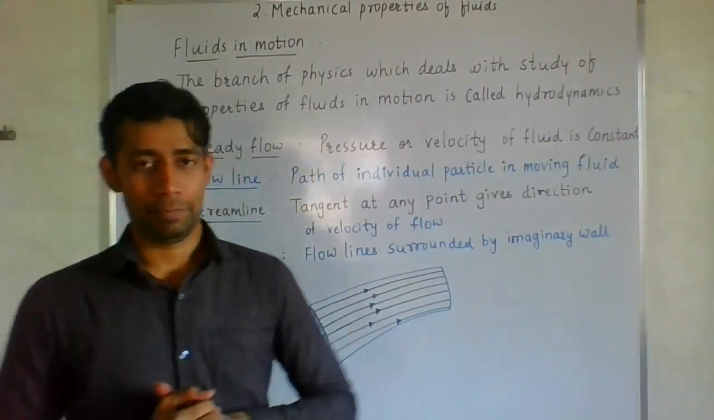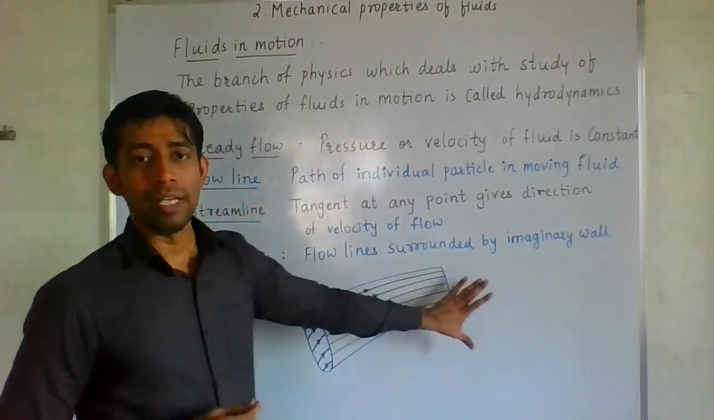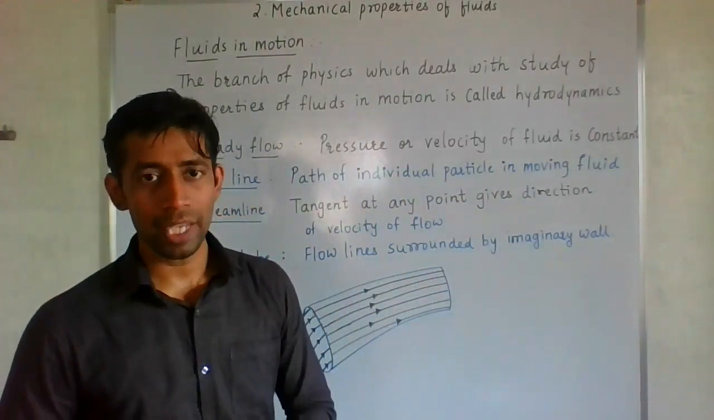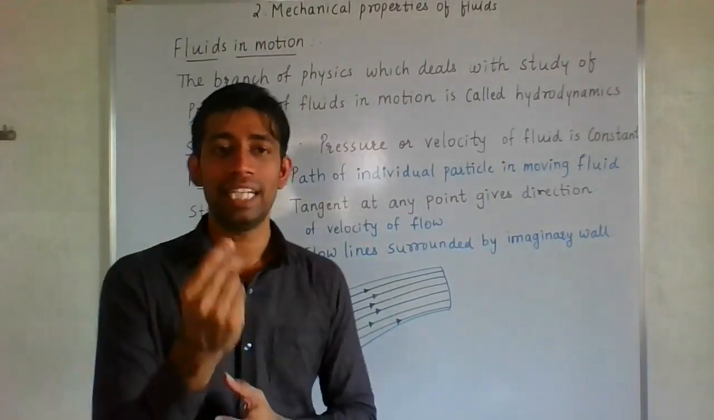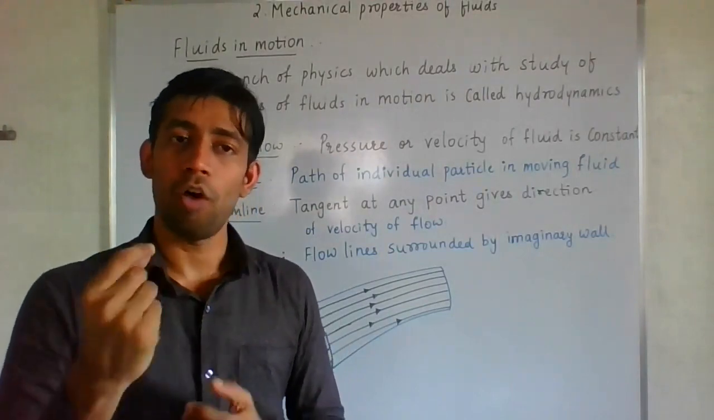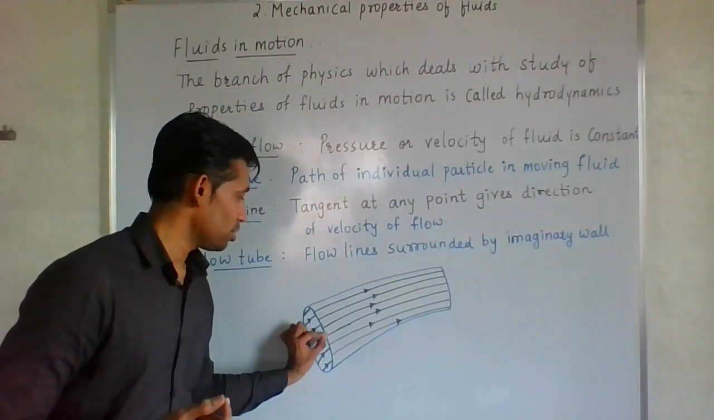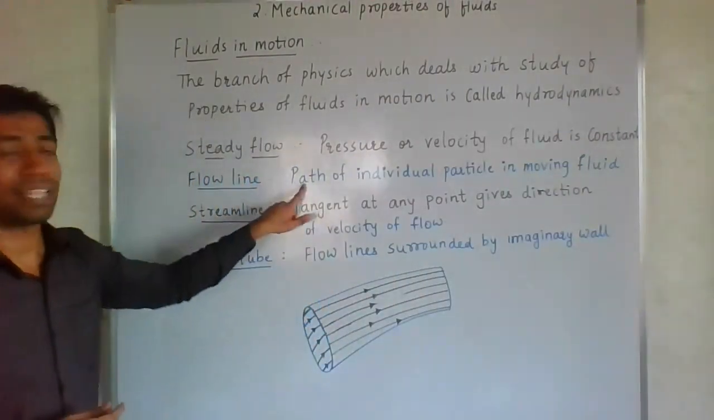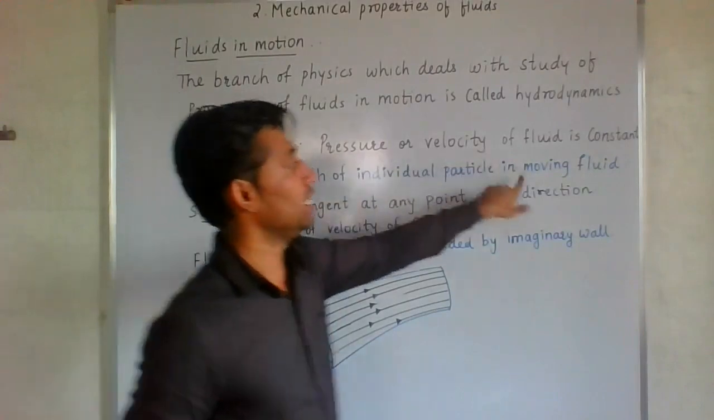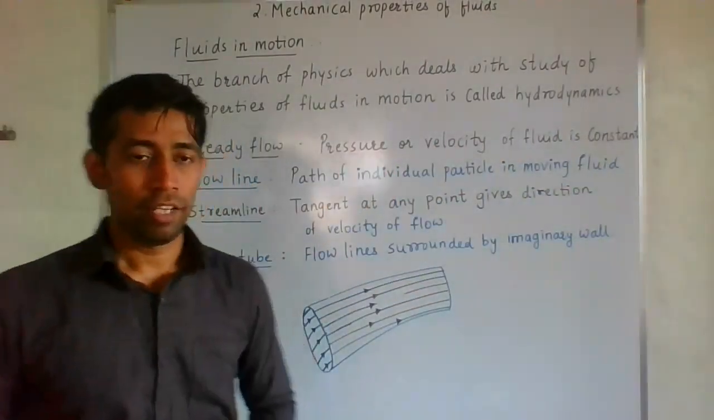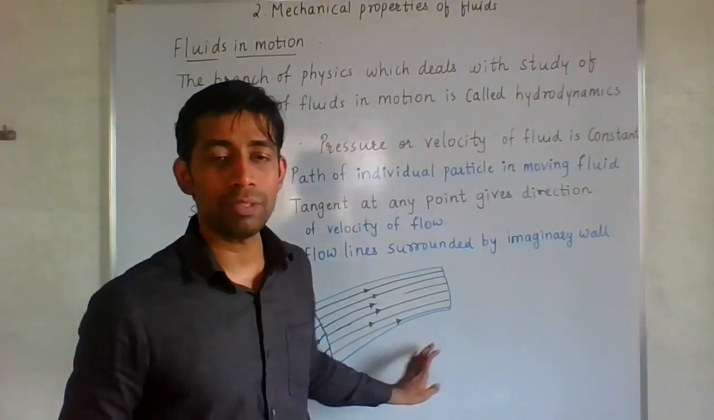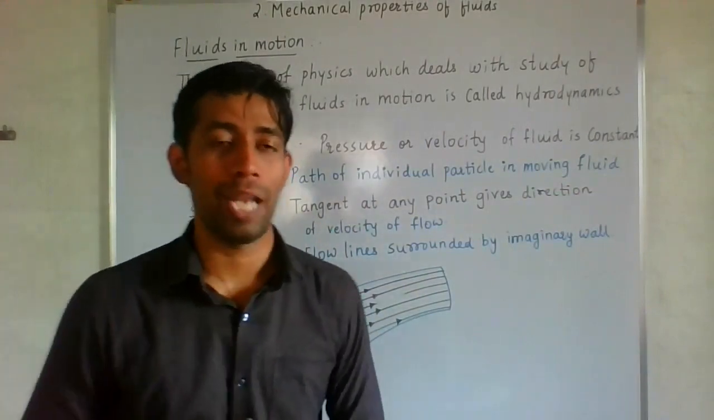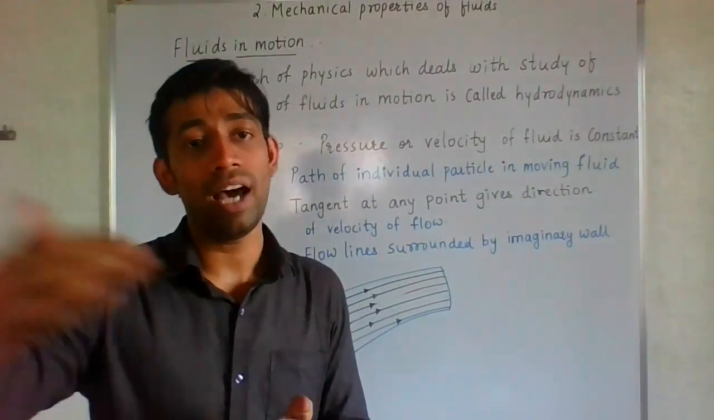Second thing is flow line. I have drawn a diagram over here. This is a pipe, and inside this pipe the flow of the liquid is shown. If you consider one individual particle of that fluid, how will it flow? We can easily show it by a line, flowing in one single direction. That path of an individual particle in a moving fluid is called a flow line. In this diagram I have shown 6 flow lines: 1, 2, 3, 4, 5, 6. Six individual particles, showing how they are flowing in the pipe.